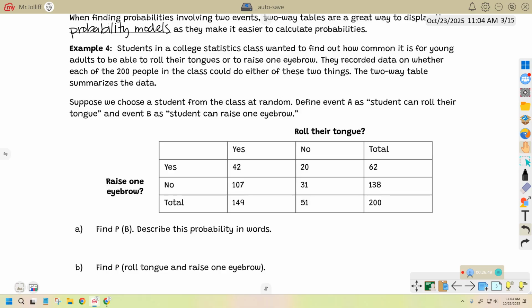Suppose we choose a student from the class at random. Define A as student who can roll their tongue and B as student who can raise one eyebrow. Specifically, student who can roll their tongue is a yes. Student who can raise one eyebrow is a yes. So A and B are the yes and the yes. We want to keep that in mind.